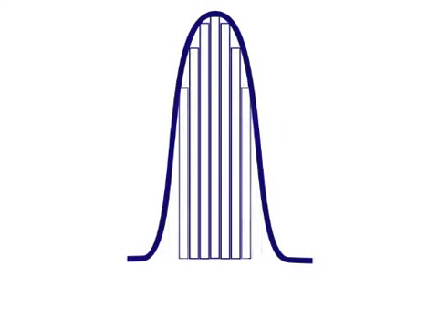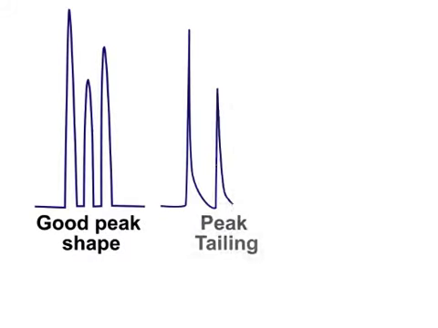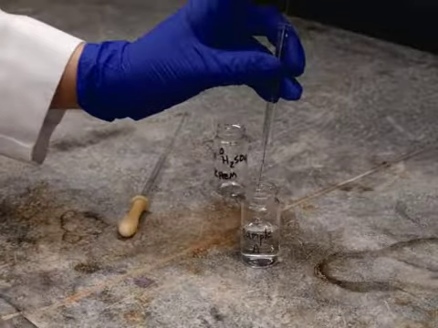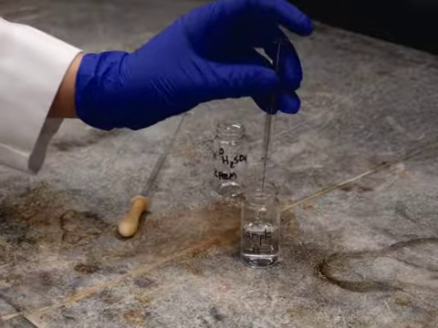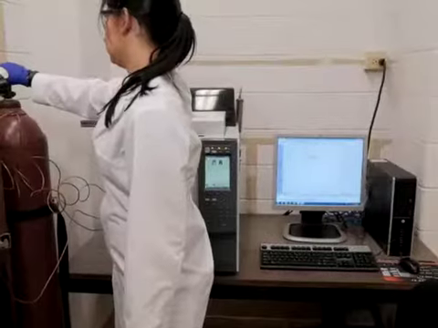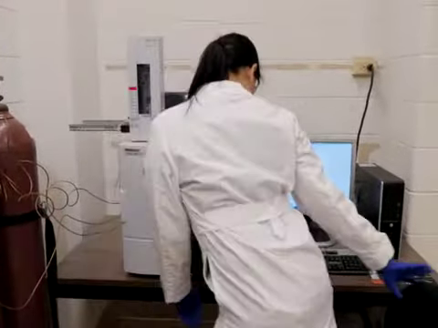Ideally, each peak will have a symmetrical Gaussian shape. Asymmetrical features, such as peak tailing and peak fronting, can be due to overloading, injection problems, or the presence of functional groups that stick to the column, such as carboxylic acids. Now that the principles of gas chromatography have been discussed, let's take a look at how to carry out and analyze a gas chromatography analysis in the laboratory.